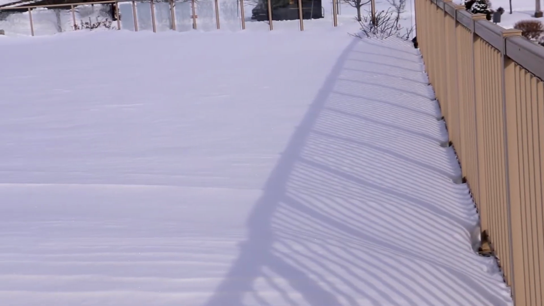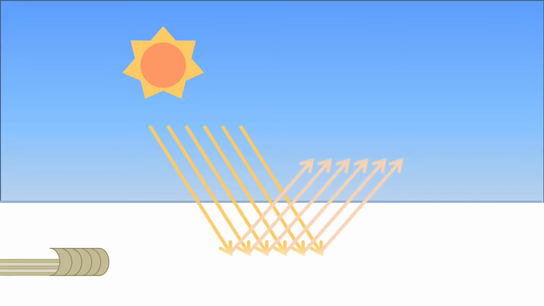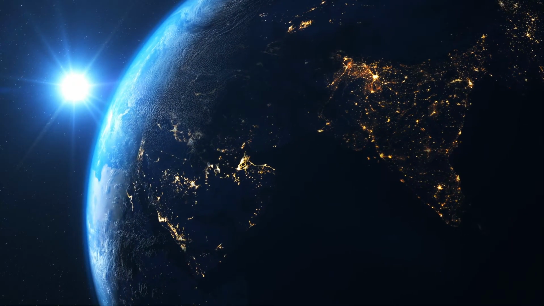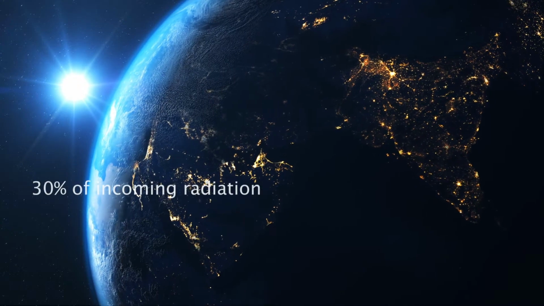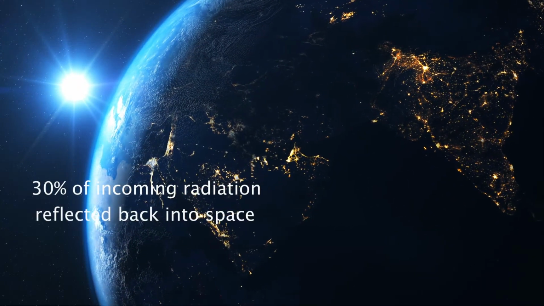On the other hand, shiny bright surfaces, such as that of snow or ice, will reflect most infrared radiation as low energy, long wave radiation back through our atmosphere. Over the entire Earth's surface, about 30% of incoming radiation is reflected back to space.